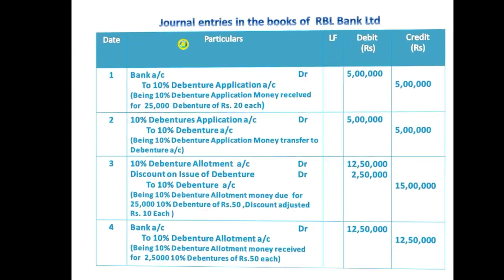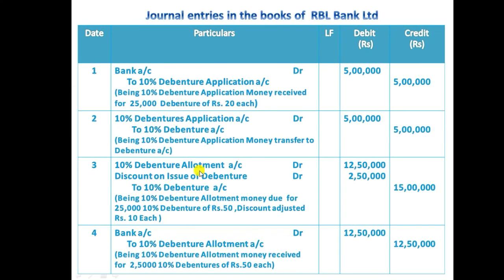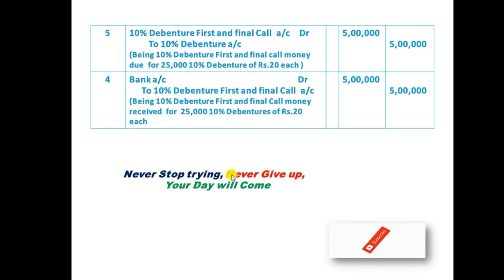And the difference between par, premium and discount is only in this entry. If it is discount we need to debit the discount on issue of debenture, since it is a loss for the company. Hope you understood this particular video.